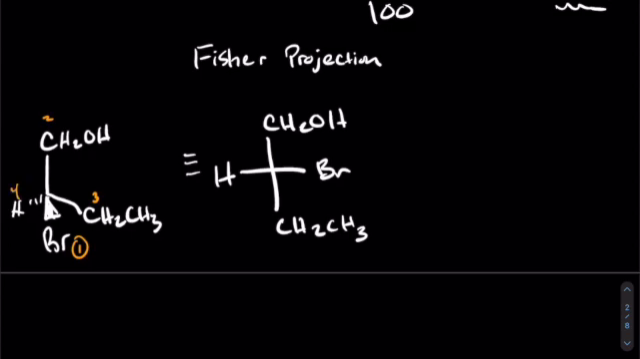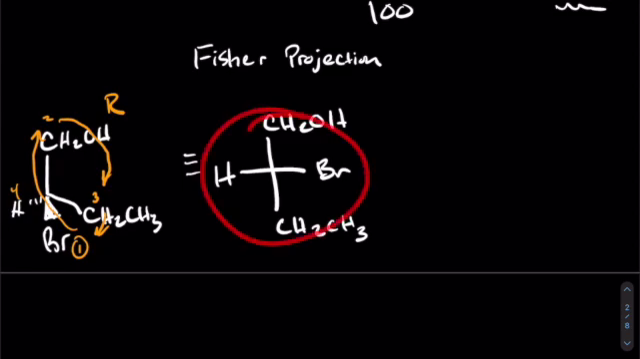And we just now draw our circling arrows this way, this way, this way, and we know that that is a clockwise rotation. So that has to be an R configuration. That is not hard when the thing is already arranged, when the lowest priority is already facing away from you. That's a really simple thing to do. When the lowest priority is not, it's not. But when you have multiple chiral centers, doing that for each one is going to be a pain. So Fischer projections help solve that.